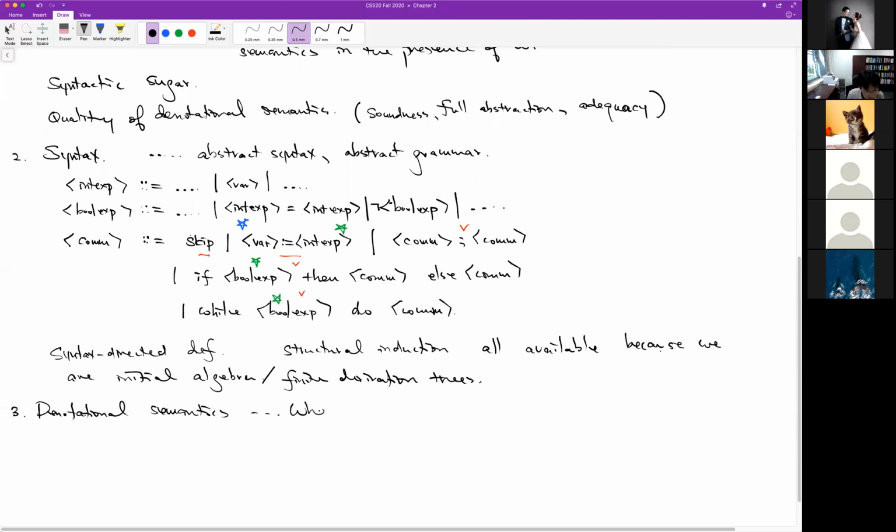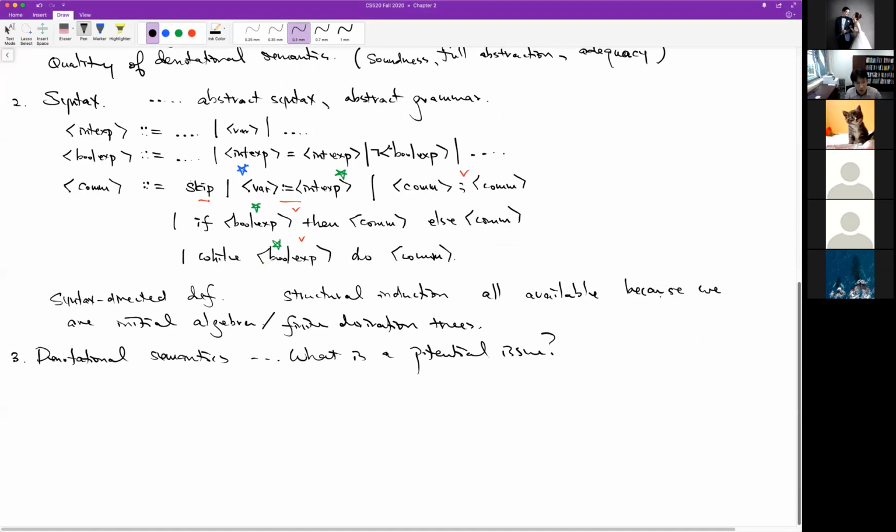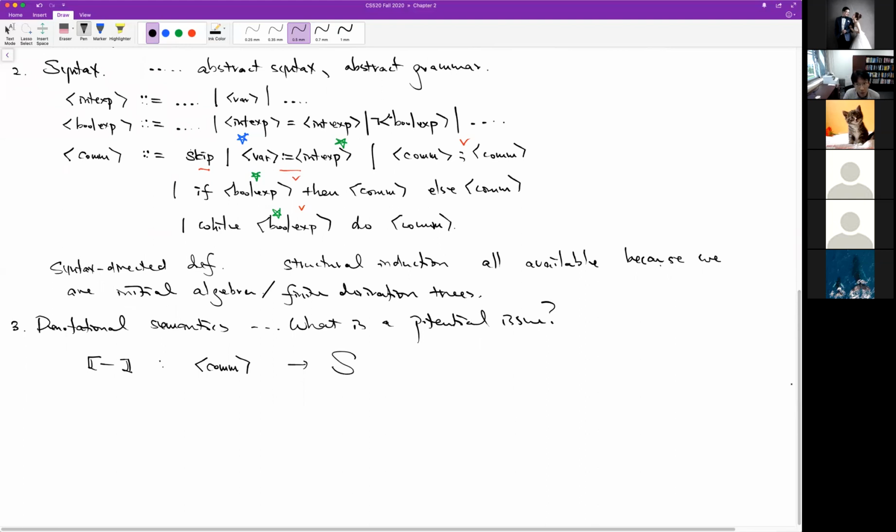So what is a potential issue? The issue is that the denotational semantics in this language will become a mapping from the abstract phrases, which are commands, to something. Let's put some set S. We don't know what it is, but we say some set S. Then, maybe just like what we did before, we can use a syntax-directed definition to give a meaning. But this doesn't really work.